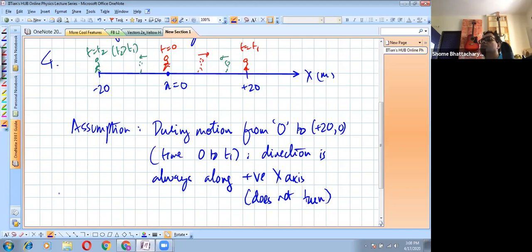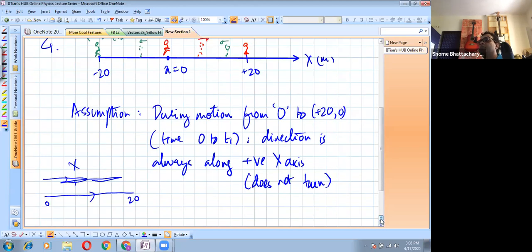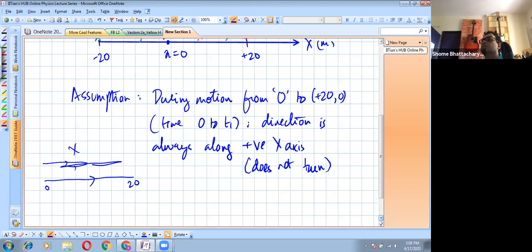So the motion is not like this, that he goes like this, then turns back, then goes like this, then turns back. No, it's not like that. He goes in one straight line like this, from 0 to 20. And then again at 20, or at time t1. So this is the first assumption we're making. Then obviously at t equal to t1, the body makes a U-turn.